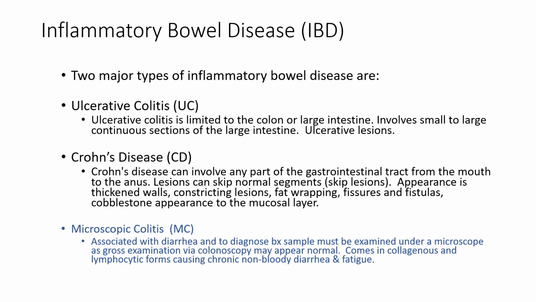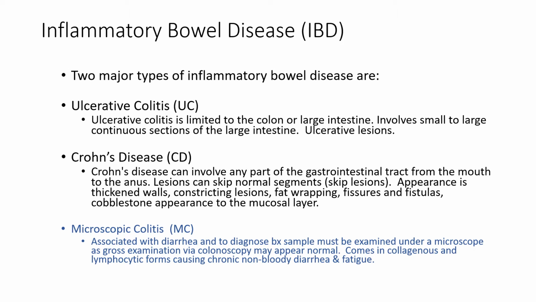I want to start out by describing and defining inflammatory bowel disease, or IBD. There are two major types that we're going to talk about in this lecture. The first is ulcerative colitis. Ulcerative colitis is limited to the colon or large intestine and involves small to large continuous sections or segments of the large intestines. On gross presentation under colonoscopy, you would see ulcerative lesions.